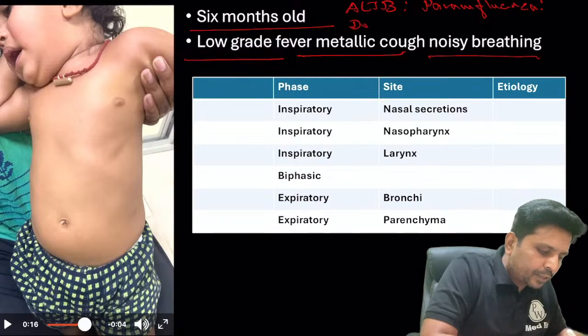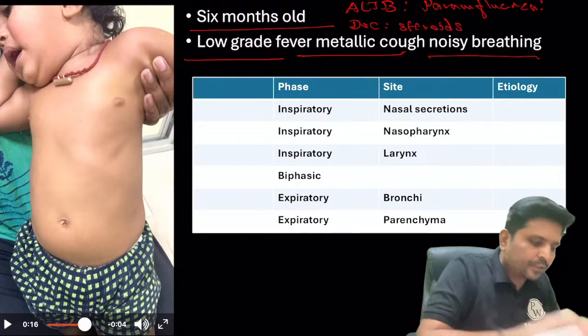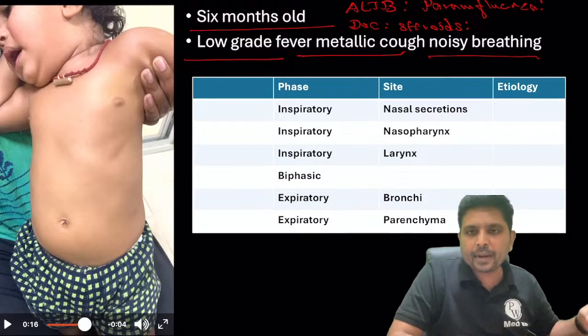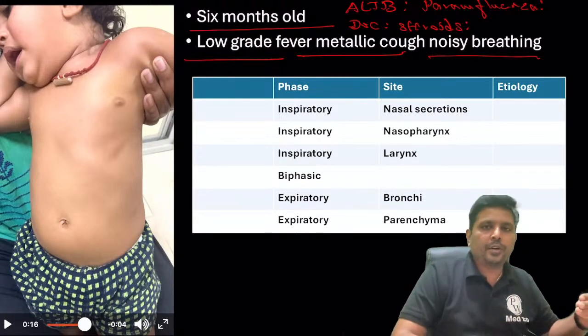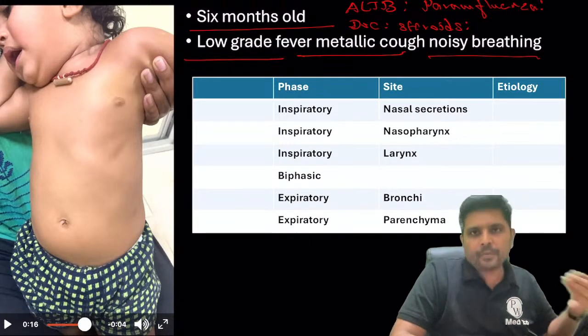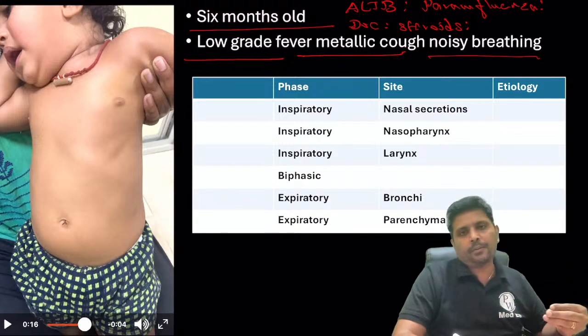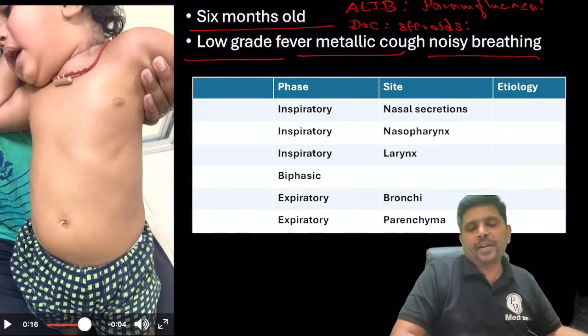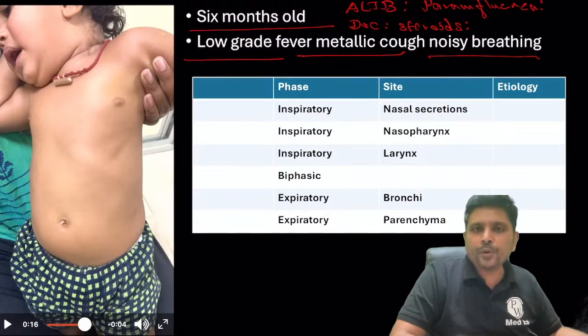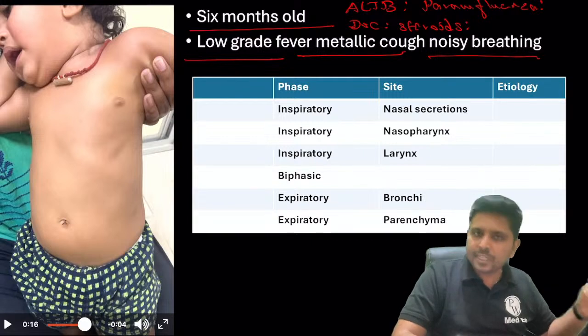The drug of choice is steroids. Either it can be a nebulized budesonide or IM dexamethasone, IV dexamethasone, or oral prednisolone. Anything is fine, but you need to give a single dose of steroid.